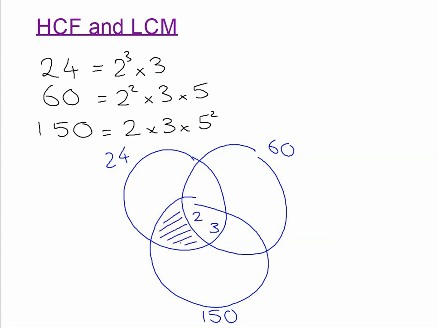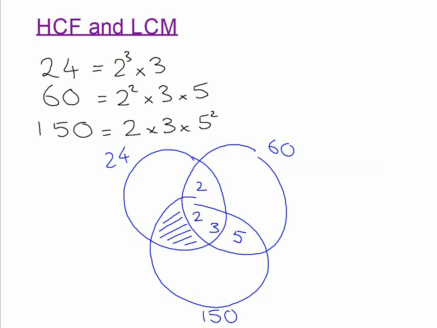Let's do the 60 and 150. So they both share a 2, it's already in. They both share a 3, that's already in. But they both share a 5, so we can put 5 in there. 24 and 60. Okay, so they both share a 2, but they actually both share 2 2s. So I need to put another 2 in there because we've already got 1. And they both share a 3, we've already got that.